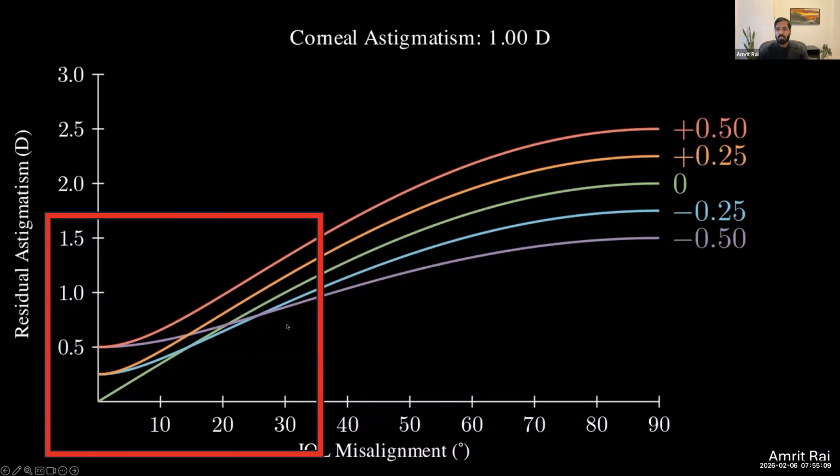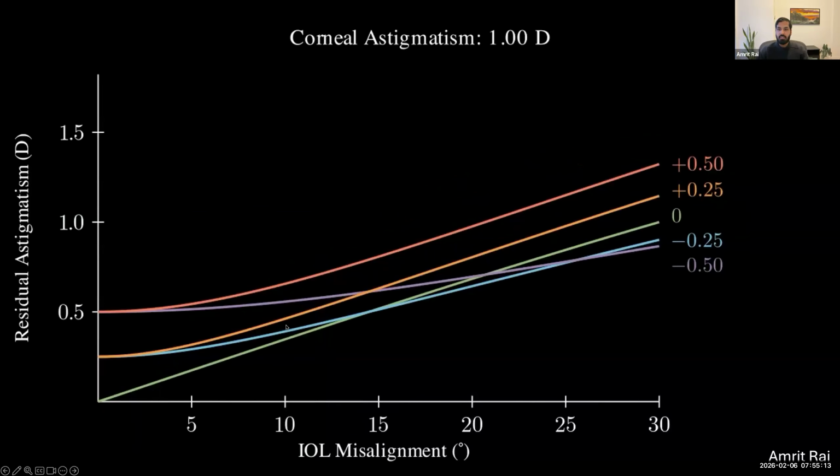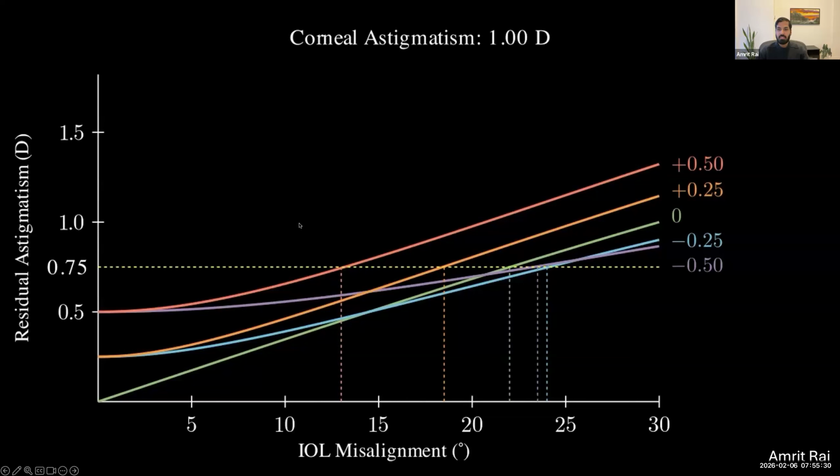Now, large IOL misalignments are rare, so let's zoom into this portion of the graph. And this graph shows us that with overcorrection, we will always have more residual astigmatism, regardless of the amount of IOL misalignment. Whereas when we undercorrect, there is a crossover point where it has less residual astigmatism. And we can see the misalignment amount at which clinically significant residual astigmatism occurs. And you can see again, for the perfect correction and undercorrection, these cluster around that 22 to 24 degree range.